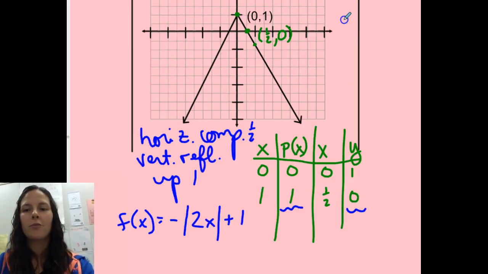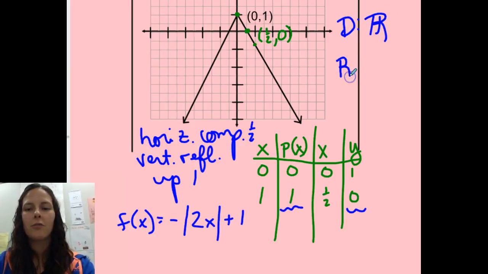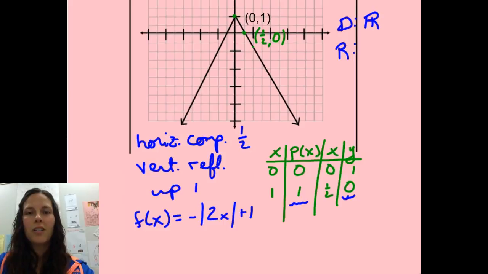Taking a look at our domain and range, for the absolute value, domain is all real numbers. That does not change under any transformation. For our range, the vertical reflection puts the graph below the y value of our critical point, and in our case, the critical point is 1. So our range is y is less than or equal to 1.